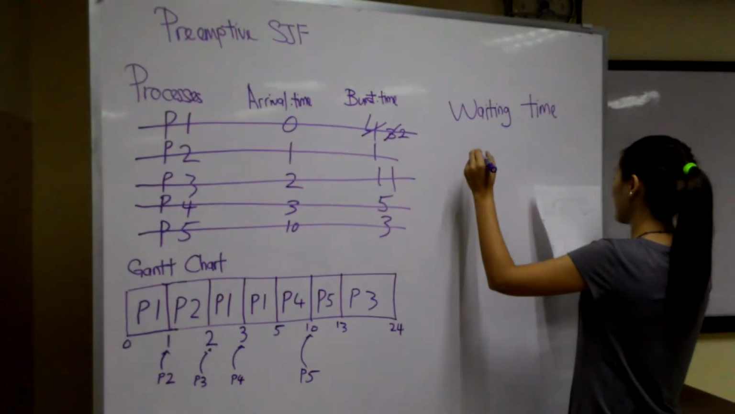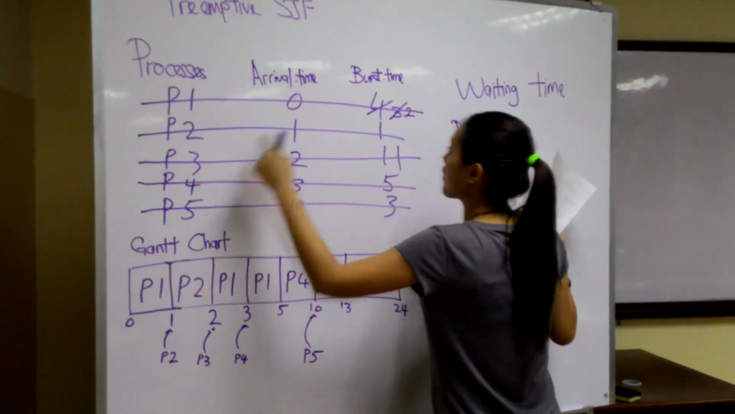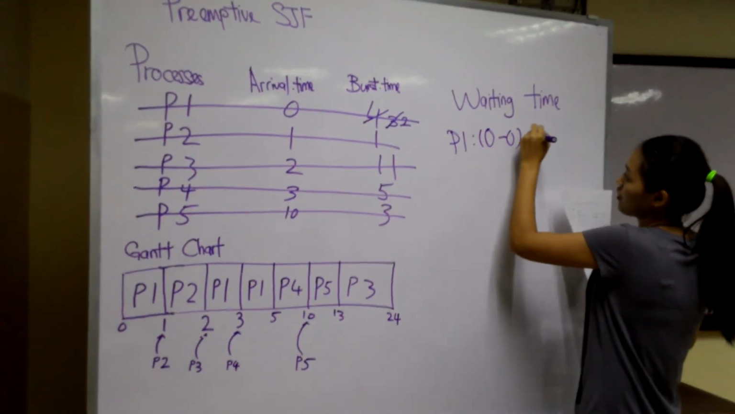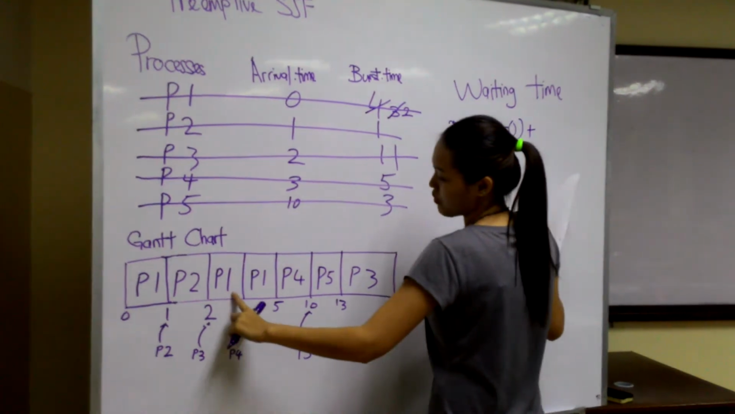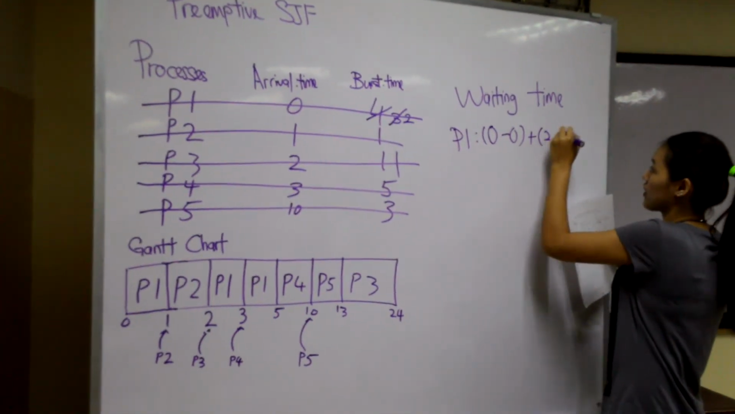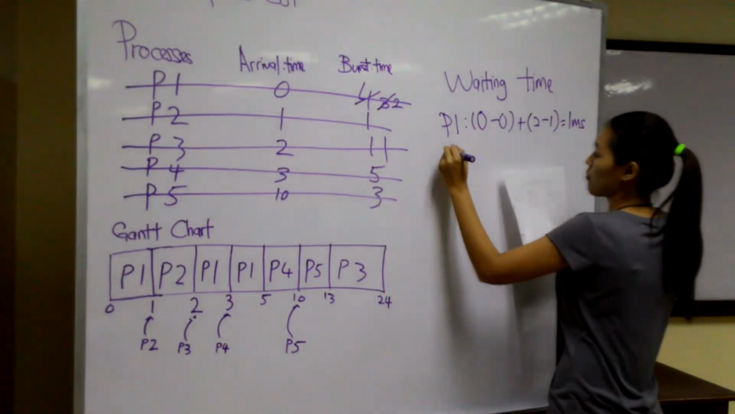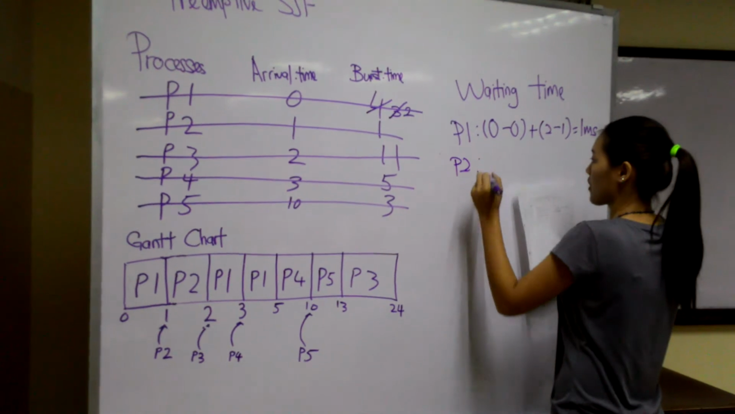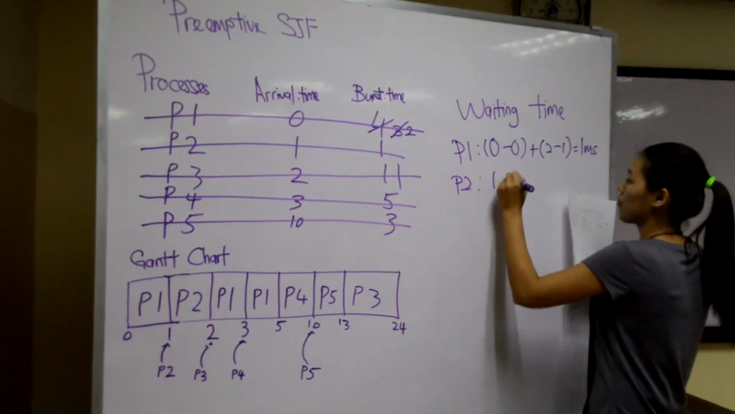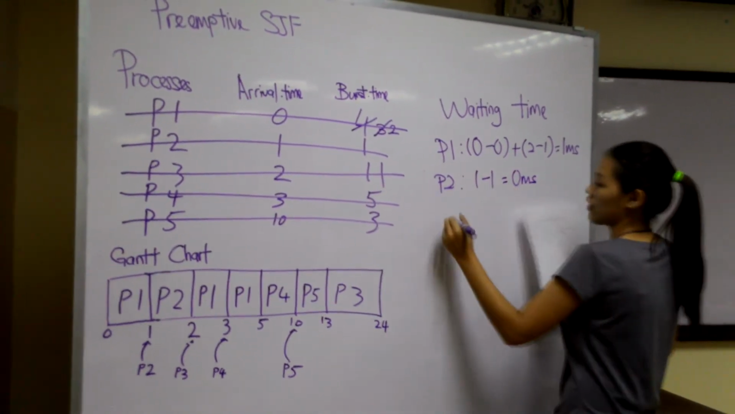Now we calculate waiting time. P1 starting point is 0, arrival time is 0. 0 minus 0. Then plus, because P1 entered again, starting point is 2 minus end point is 1. Waiting 1 millisecond. P2 starting point is 1, arrival time is 1. 1 minus 1. Waiting time is 0 milliseconds.